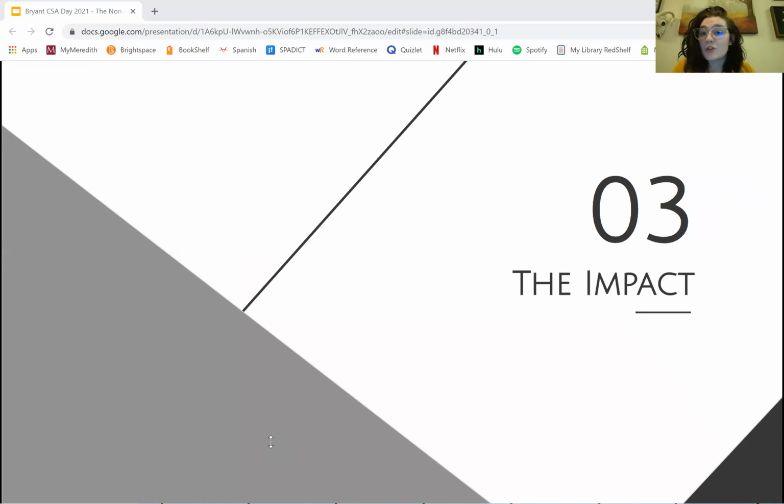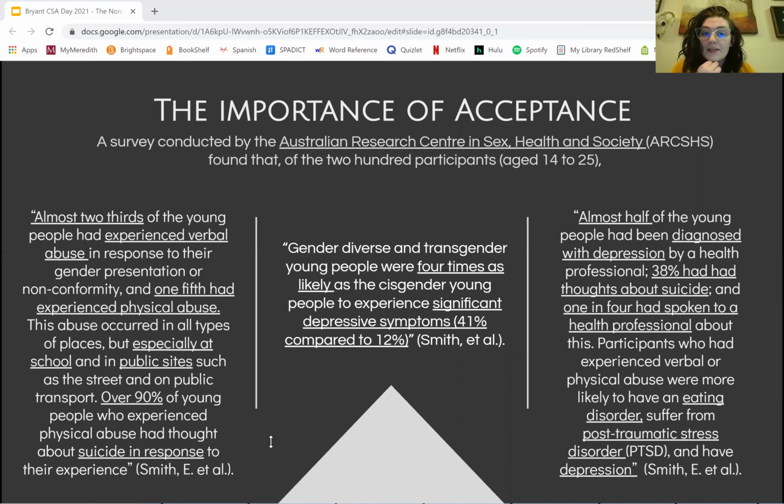Now we know what it means to be transgender or non-binary, and we can discuss the impact of being misgendered. A survey conducted by the Australian Research Centre in Sex, Health and Society found that of the 200 gender nonconforming participants aged 14 to 25, almost two-thirds had experienced verbal abuse and one-fifth had experienced physical abuse in response to their gender presentation. Schools, public streets, and public transportation were the most common locations for the abuse to occur. 90% of the participants who had been abused considered suicide.